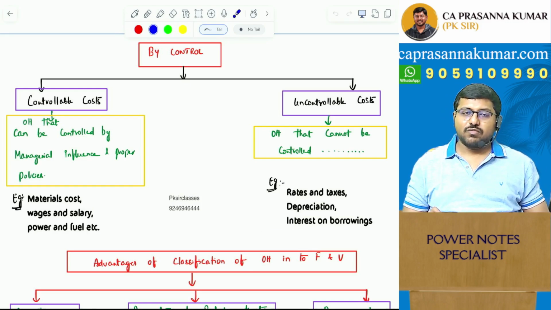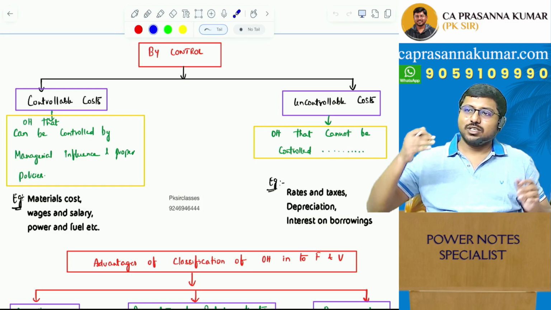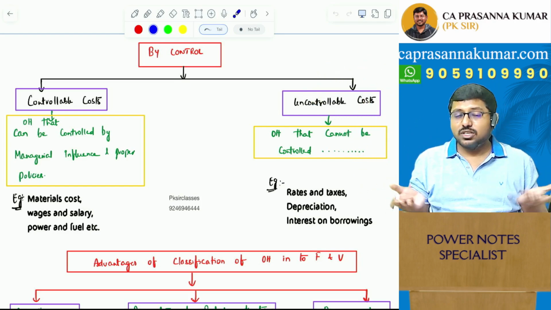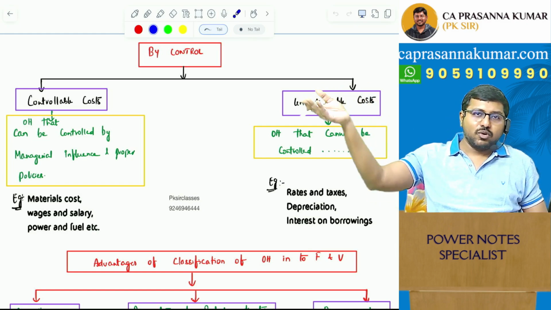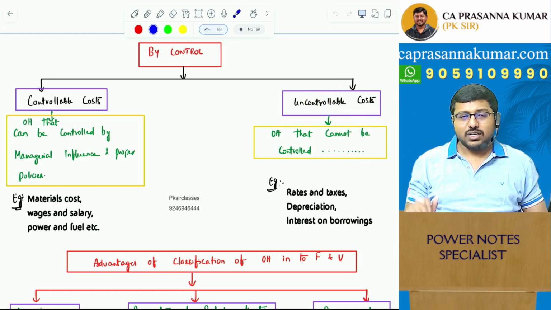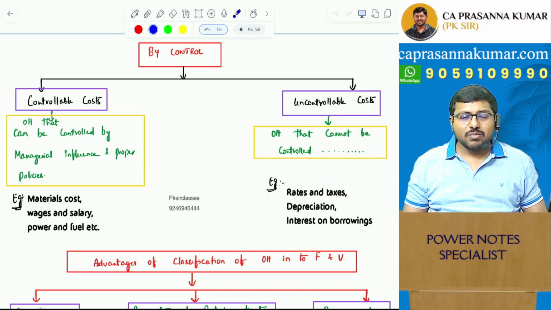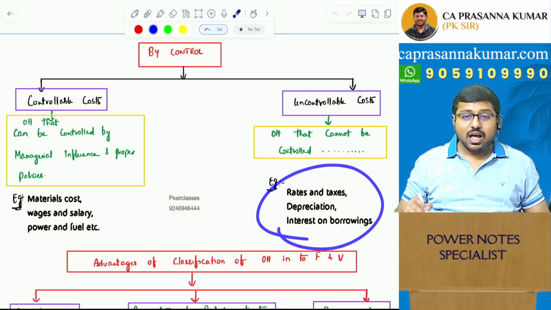Interest on borrowings, obviously, again, it is not in your control, because it is between you and the financial institution, and it is not in your control, especially if you have agreed upon floating rate of interest. And if it is varying based on LIBOR or MIBOR or whatever the rate, then it is not in your control. It is based on the economics of that particular country and the world as well, right? So these are all uncontrollable costs.